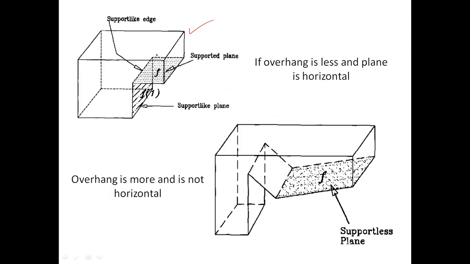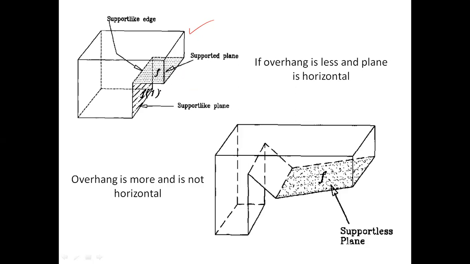Now, what you need to find out is where is the geometric center of this body? If the geometric center of this body lies outside the model, you need support. If it lies inside the model, you don't need support. So that is the first criteria.